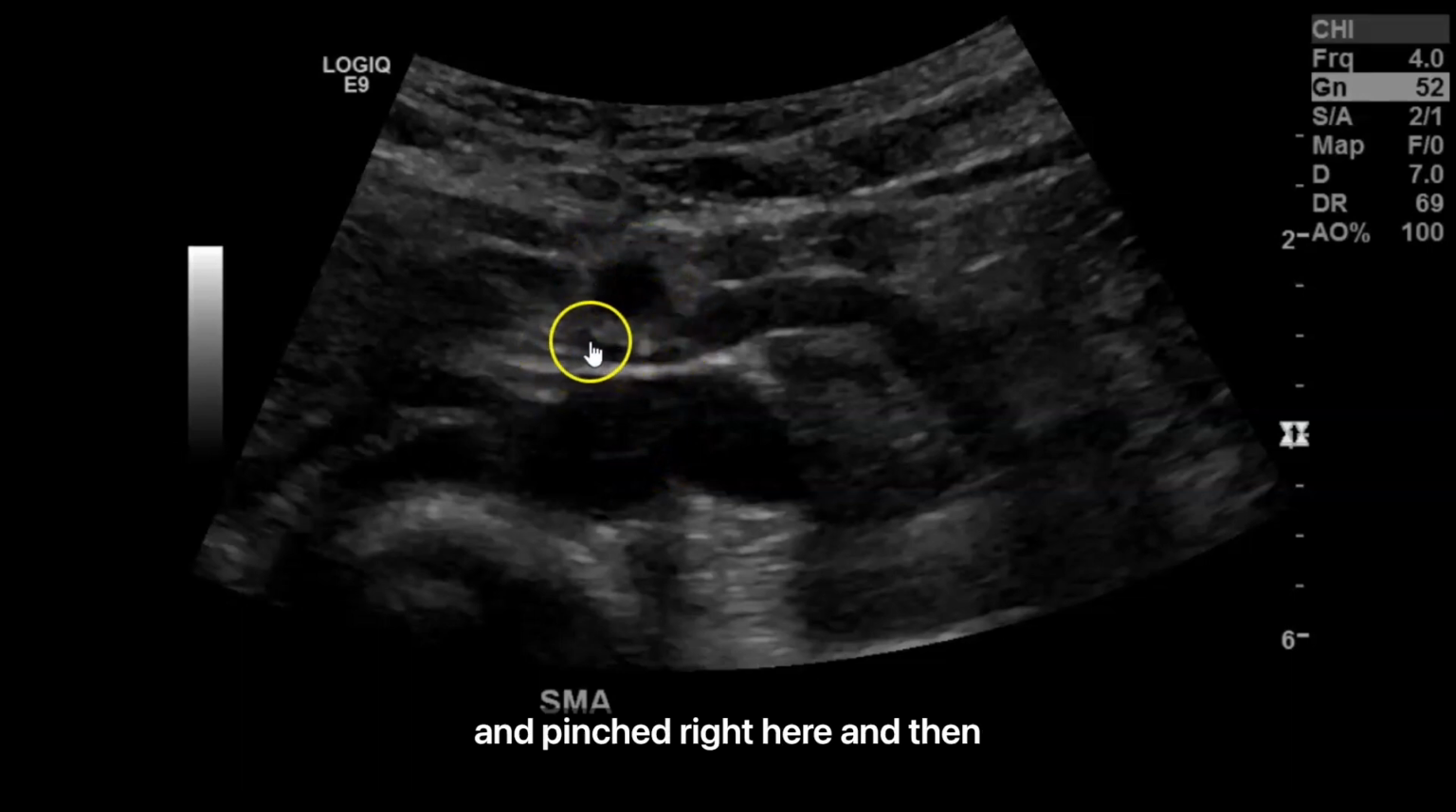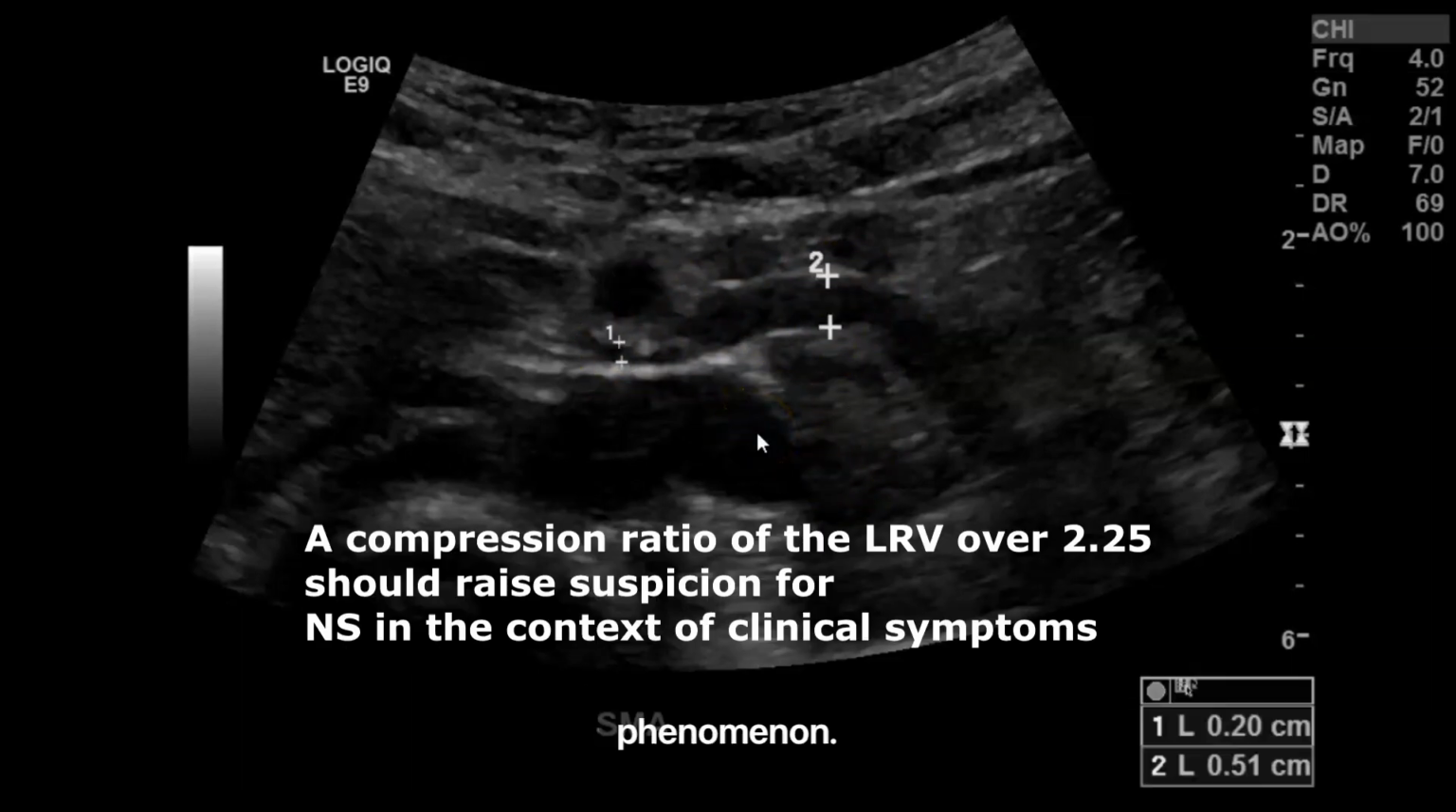You see it's pretty squished and pinched right here, and then it dilates a little bit more as it goes to the left kidney. So you want to measure from here to here, and from here to here, and there's also a compression ratio that you want to get. That's pretty predictive of Nutcracker syndrome or Nutcracker phenomenon.